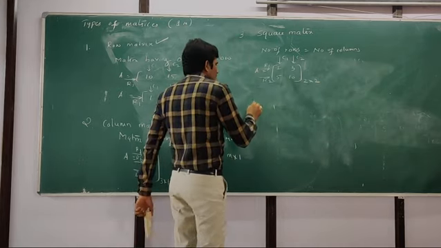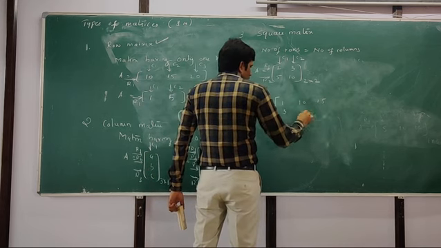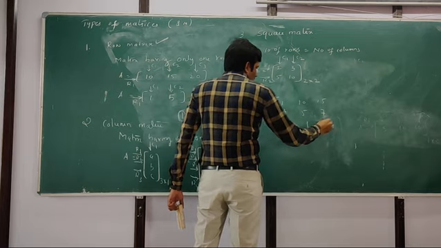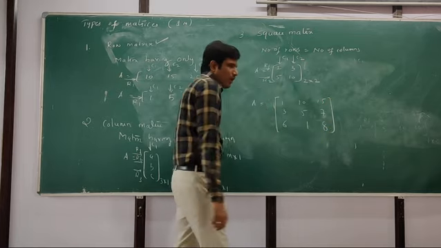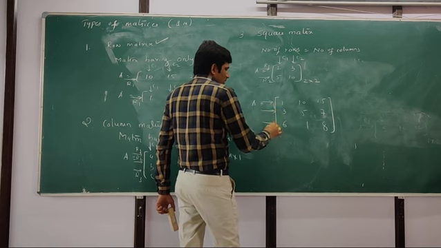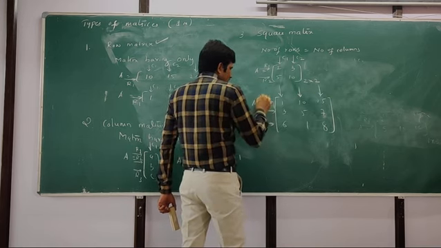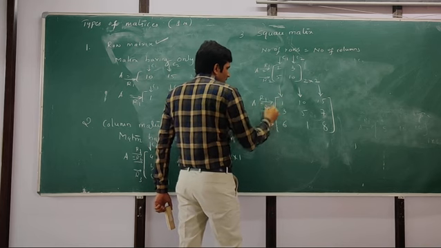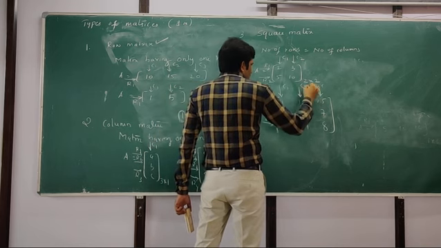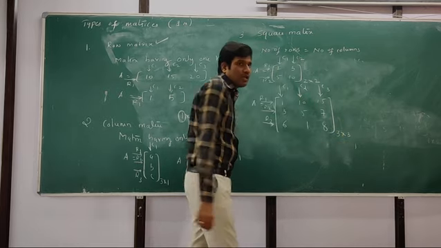I will give one more example, that is A is equal to 1, 10, 15, 3, 5, 7, 6, 1, 8. So this is also a square matrix. How can we say it is a square matrix? There are 3 rows, first, second, and third, and there are 3 columns, first, second, and third. This is R1, R2, R3, and similarly there are 3 columns C1, C2, and C3. The order of this matrix is 3 cross 3.